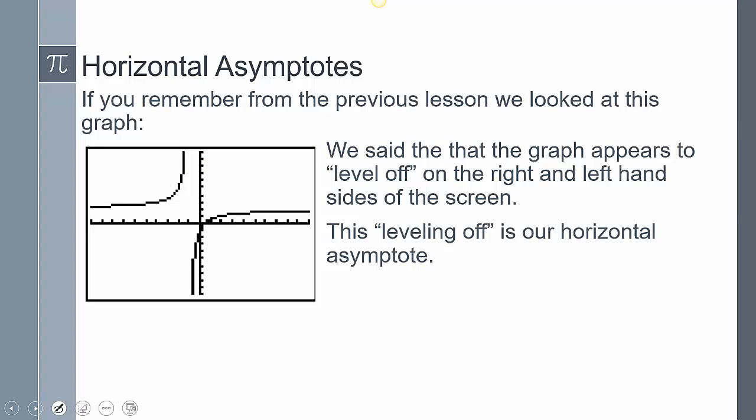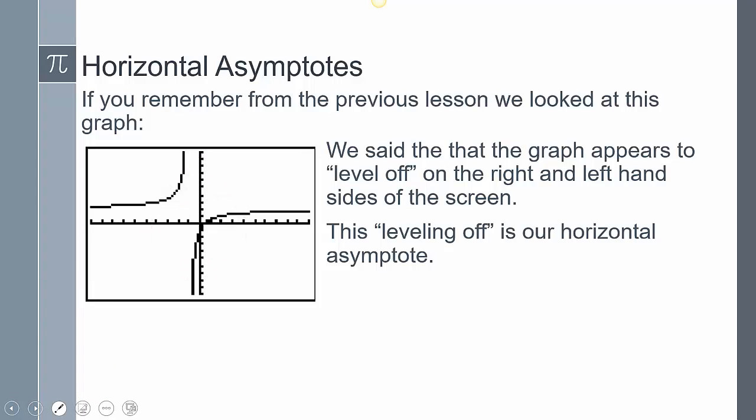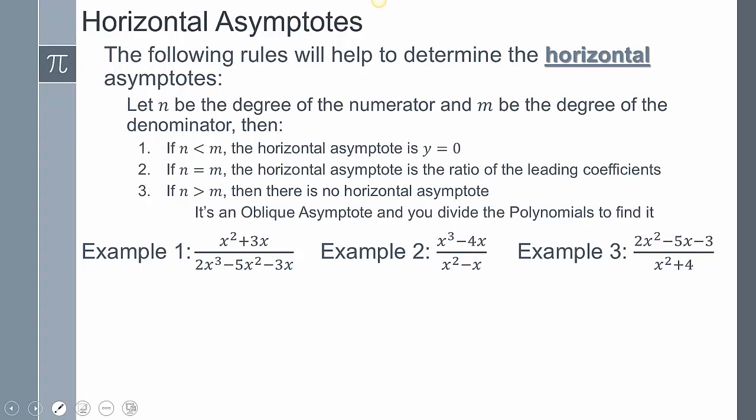Now remember yesterday, we said that with this example graph, if I were to graph it, this graph has this leveling off along here. As it goes down here, it levels off about there. As it goes up forever here, it kind of levels off there. And what I said is that that leveling off is our horizontal asymptote. So how do we actually find those horizontal asymptotes?